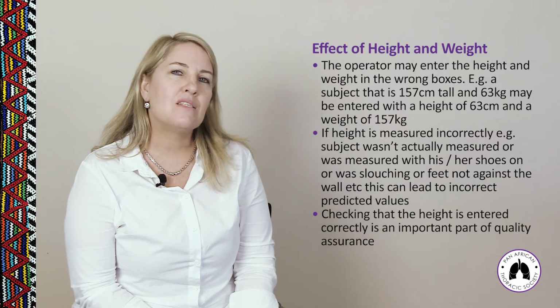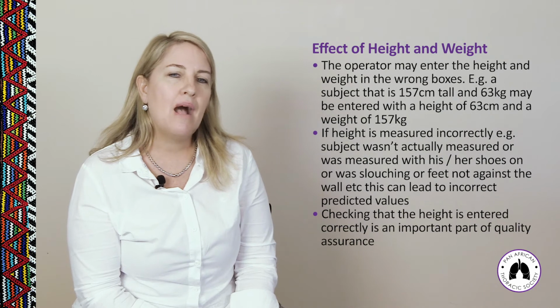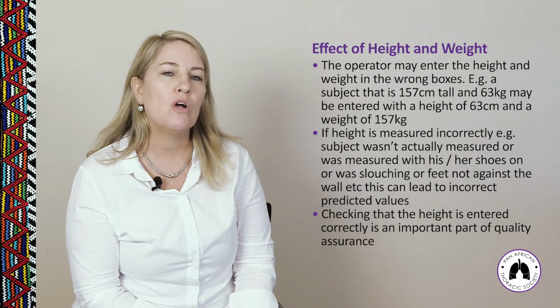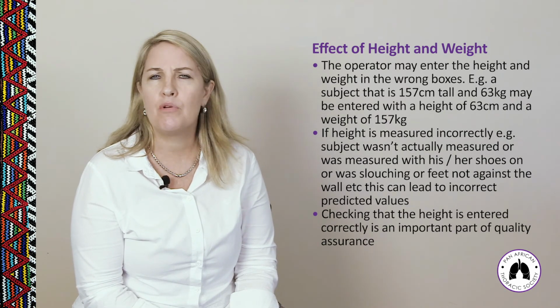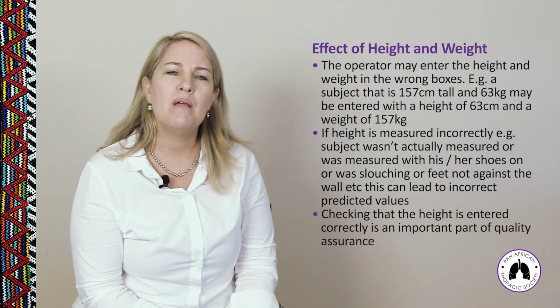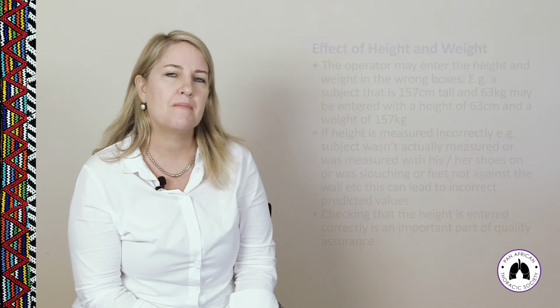Another problem with height is the way that height is measured. If it is measured incorrectly, for example, if a subject wasn't actually measured or was measured with his or her shoes on, or is slouching with feet not against the wall, this can lead to incorrect predicted values. So you need to be very, very accurate when you are measuring height. This is an important part of quality assurance.